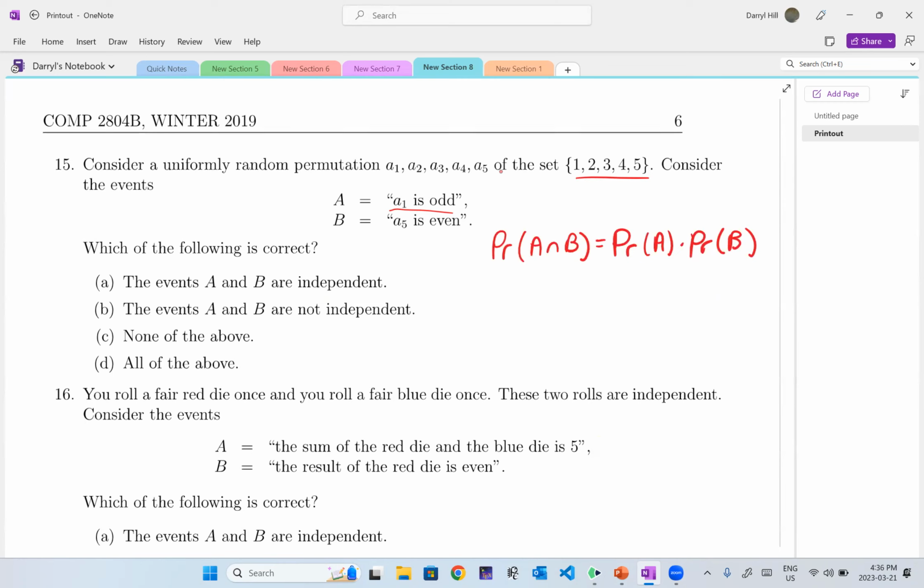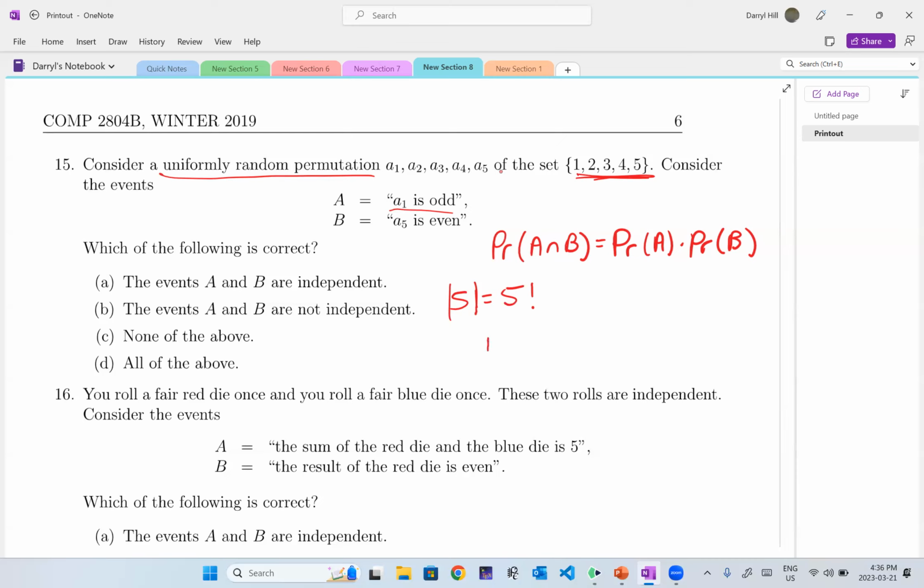So how many permutations do we have of these 5 numbers? What's our sample space? 5 factorial, yeah. All of the permutations of a set of size 5 is 5 factorial. So our sample space has size 5 factorial. It's a uniformly random permutation, so this is a uniform sample space. Now I just want to count A intersect B, and then I can find the probabilities.